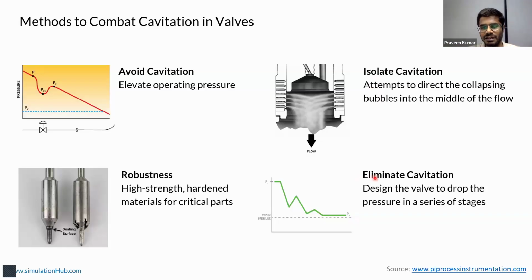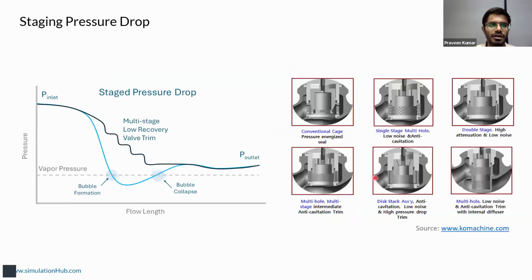The last one is to eliminate it by designing the valve to have a staged pressure drop instead of one sharp single high pressure drop. So let's discuss more about the fourth point. How does staging the pressure drop help in avoiding or combating cavitation? The blue color curve shows a typical or normal case where cavitation happens: the single pressure drop, and then the point of bubble formation and bubble collapse when the pressure recovers. This is pressure plotted along the flow length.